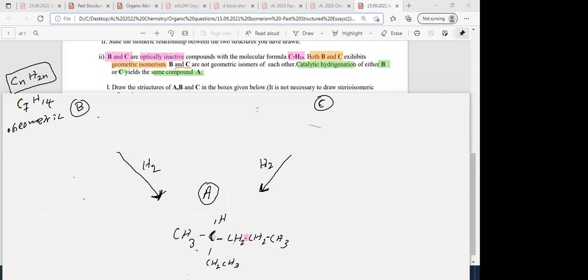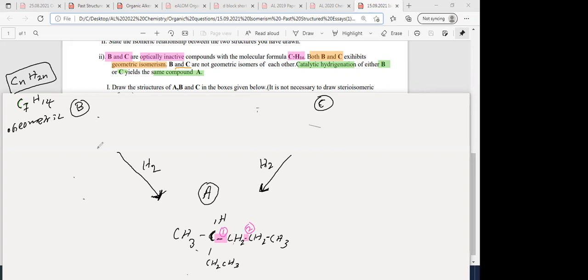And the other place I can put the double bond is here. Did you get it? If I put the double bond here, I'll get one structure. If I put it here, that is the only other place I can put it. Those are the only two places where I can make the double bond. Accordingly, I'll draw this structure now.